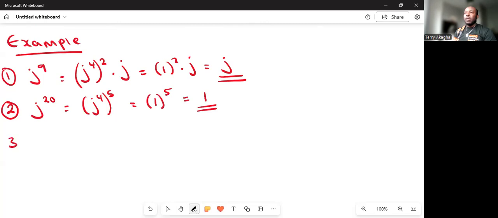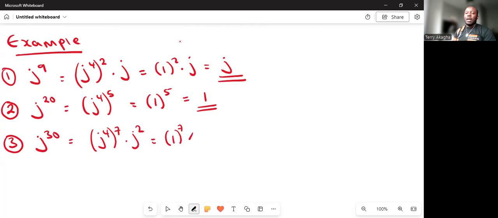Number 3, we have j raised to the power 30. So I can break this as j raised to the power 4 times 7, this is 28, and then I'm left with 2. So j raised to the power 2. So j raised to the power 4 will be 1 raised to the power 7 times -1, and then the answer you're going to get is also what? -1.